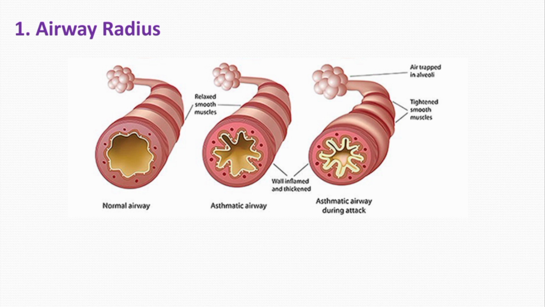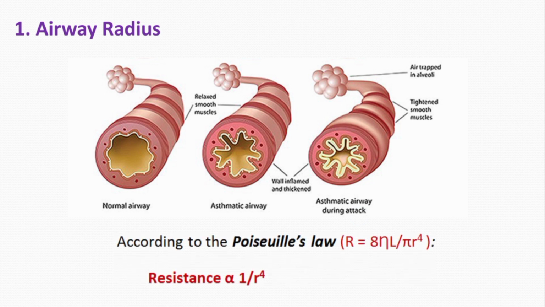The most important factor which determines the resistance of the airways is airway radius. As you can see here, this is the normal radius of the airway. Then in asthmatic patients the radius is reduced, and here it is further reduced. Now according to Poiseuille's law, the resistance is equal to 8 eta L divided by pi constant radius raised to power 4, and it tells us that resistance is inversely proportional to radius raised to power 4. So it means smaller is the radius, more will be the resistance.